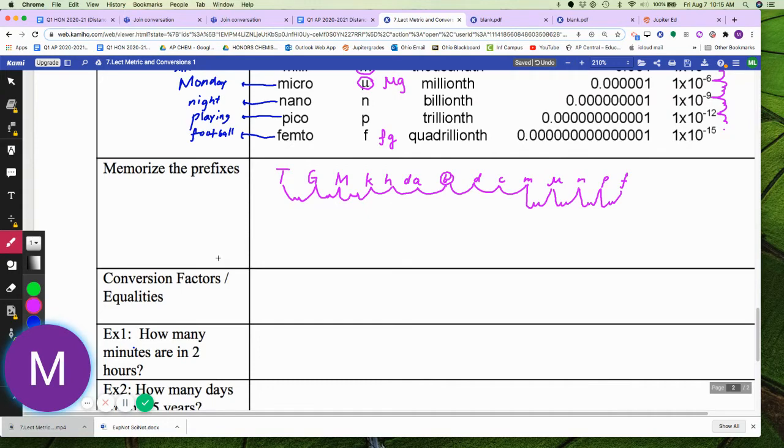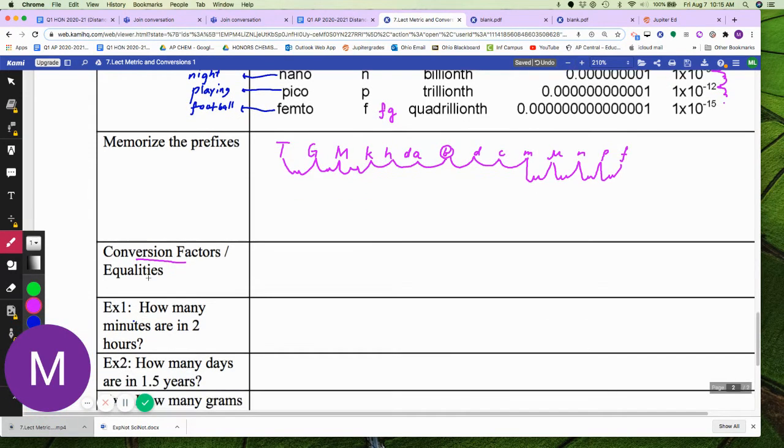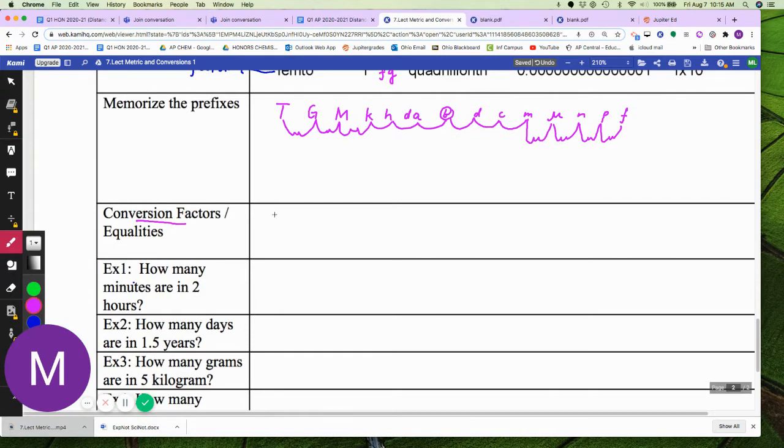So now we're going to teach you what conversion factors are. Okay, conversion factors are equalities that you can use to convert one unit to another. Okay, for example, 1 hour is equal to 60 minutes. This is an equality because they're equal to each other. It's a conversion factor as well. So for example, how many minutes are there in 2 hours? So you know that there are 60 minutes in each hour, so 2 hours would be 120 minutes, right?